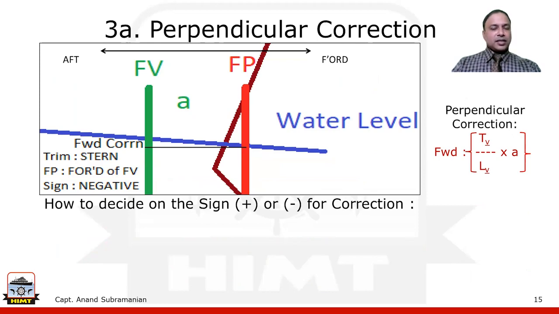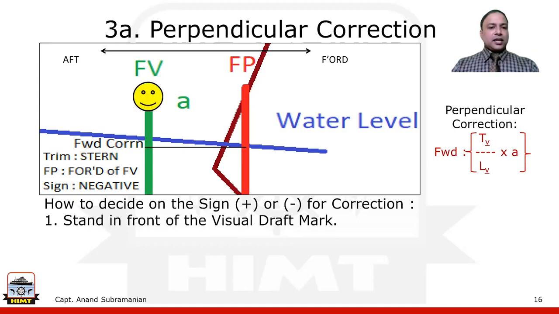So basically, the ship has a stern trim. That is why the water level slopes a little towards the aft. Now, the value we have is the visual draft mark, and the value we want to find out is the draft at the forward perpendicular. So we have a small correction. Let us see how to apply this correction and the sign. The easiest way is to stand in front of the visual draft mark, as you would always do when taking the draft readings. Here also, for our assumption, we stand in front of that.